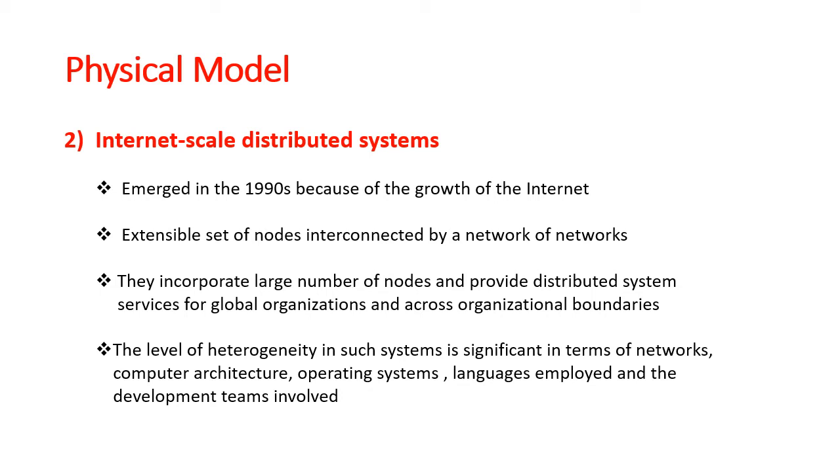How about the heterogeneity of the components? The first one, the early generation distributed systems physical model, was only permitted a very limited amount of heterogeneity. Whereas in internet scale distributed system, the level of heterogeneity is significant in terms of networks, computer architecture, operating systems, the languages employed, and the development teams involved. So on all these matters, some level of heterogeneity is allowed in internet scale distributed systems.